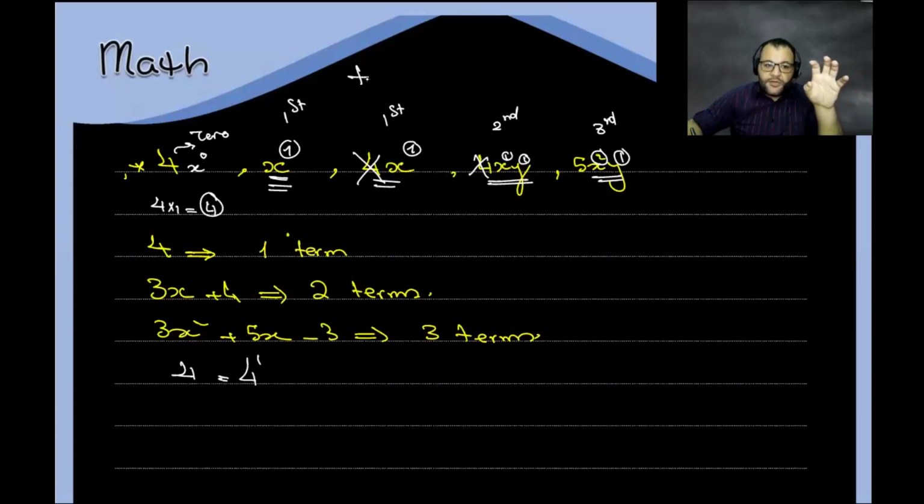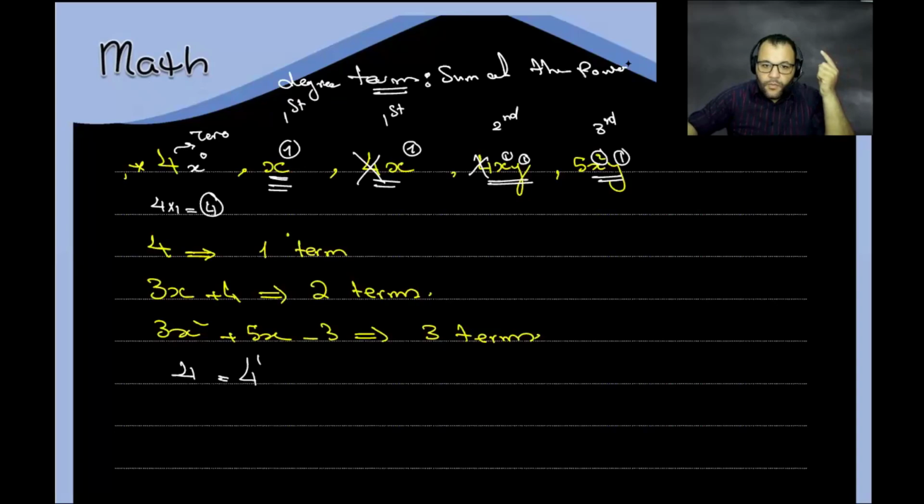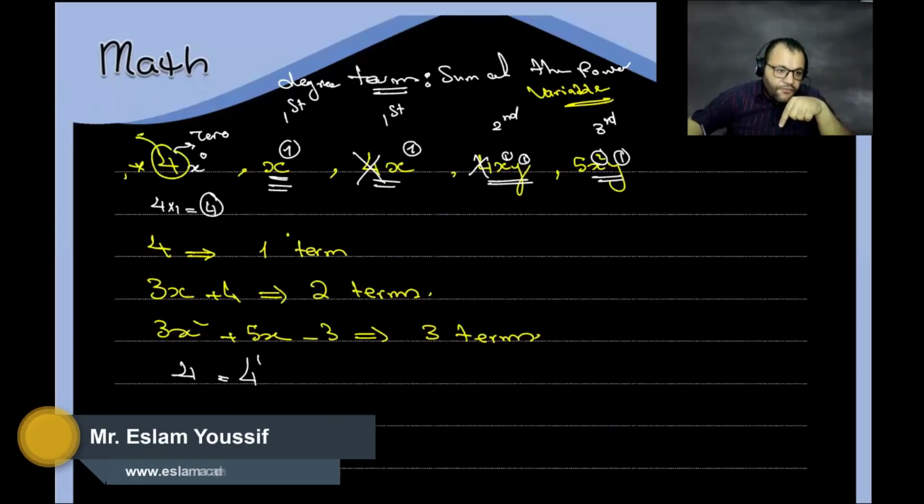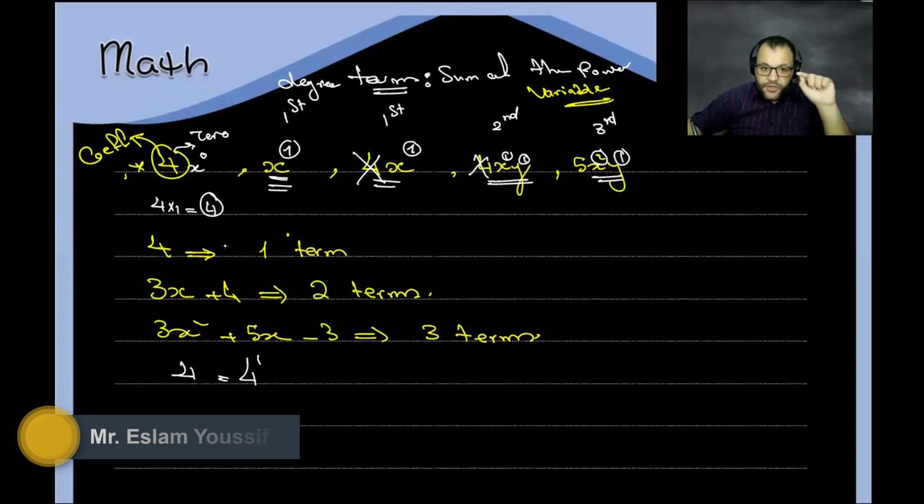The degree of the term. What is the meaning of the degree of the term? The sum of the powers of the variables. So the degree of the term is the sum of the powers of the variables, not of the number. The number is the coefficient. This 4 is called the coefficient. Any problem for this one?